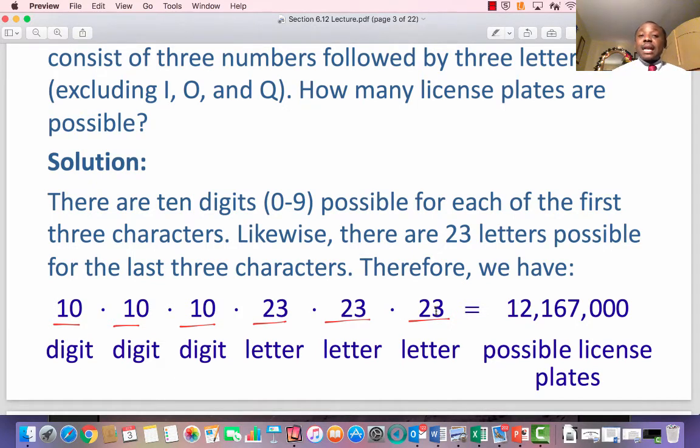By the fundamental counting rule, to perform all 6 events, you multiply 10 times 10 times 10 times 23 times 23 times 23, and your calculator will give you 1216700.